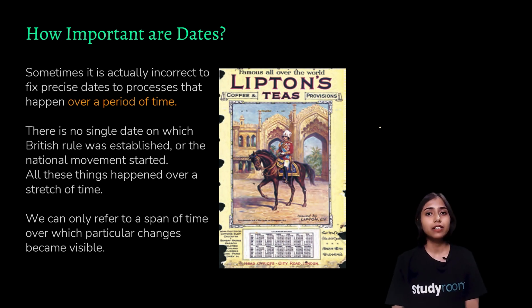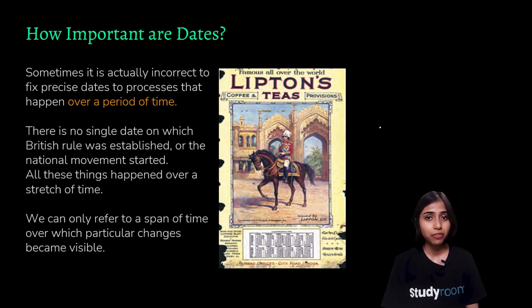So basically, it is incorrect to fix a very precise and fixed date to certain events because they have been happening for a very long time. There is no single date on which British rule was established or the national movement started. All these things happened over a stretch of time. There can be no fixed, precise date for a movement to occur.